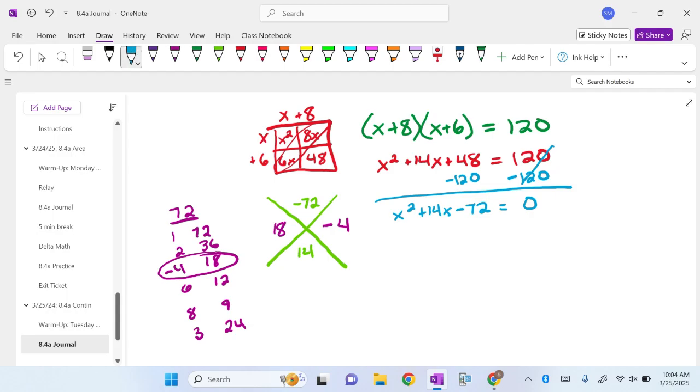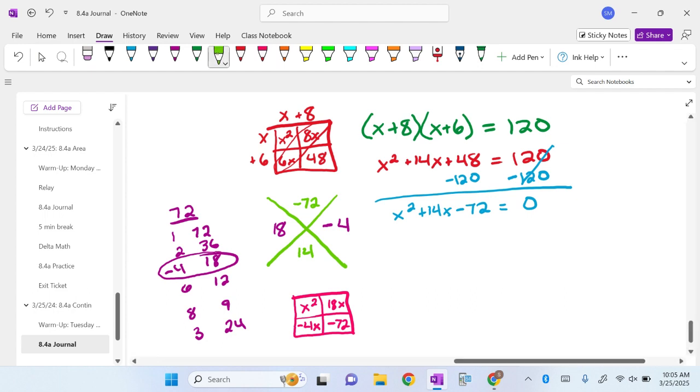And then I'm going to do a quick box method, or reverse box. So I get x squared, negative 72. And I replace the 14x with my two new factors. So 18x and negative 4x. Now, since we have x squared in the top right corner, it's very easy. What are the only two factors for x squared? X and x. And again, since they're both the exact same thing, it doesn't matter the placement.